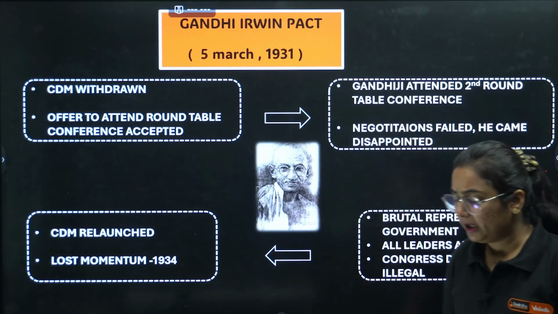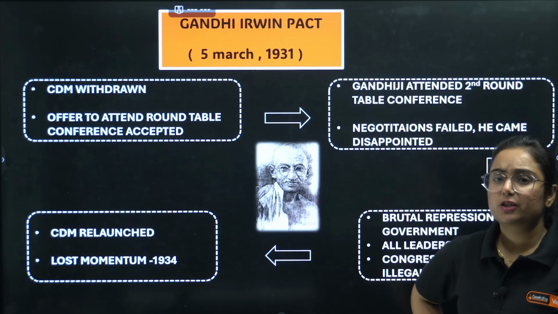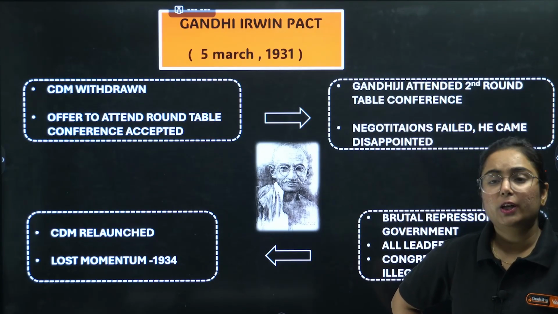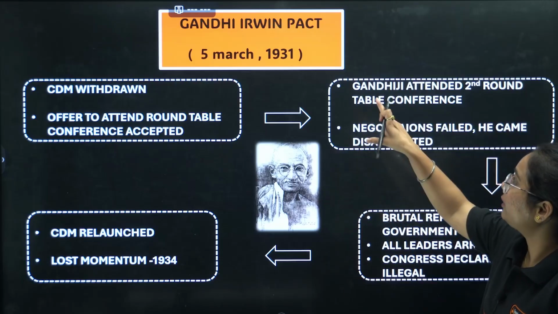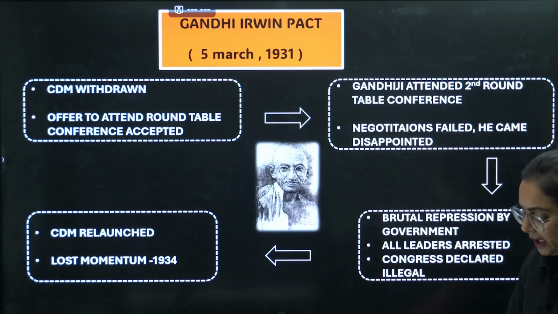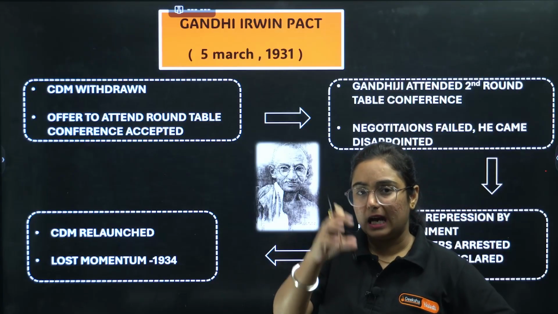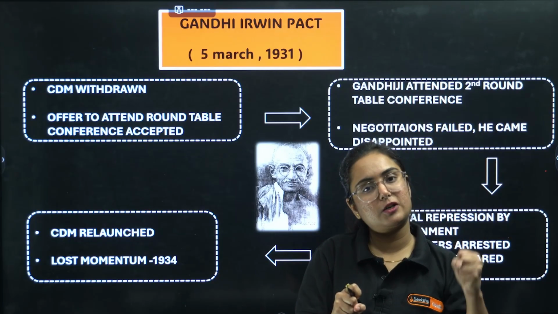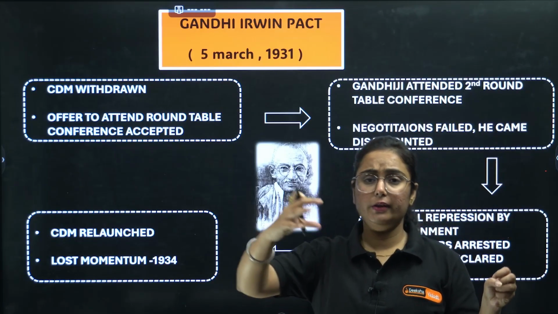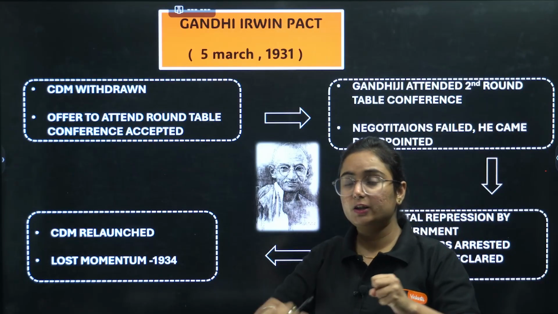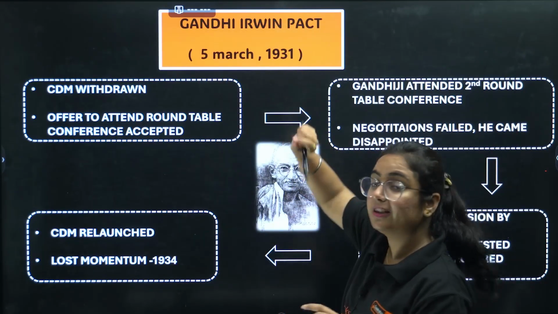Now, coming forward, this civil disobedience movement ended, or it was withdrawn, by the Gandhi-Irwin Pact. Okay, Gandhi-Irwin Pact. Now, what is this Gandhi-Irwin Pact? Gandhiji representing the Indian National Congress and Irwin representing the British government. They entered into a pact on 5th of March 1931.